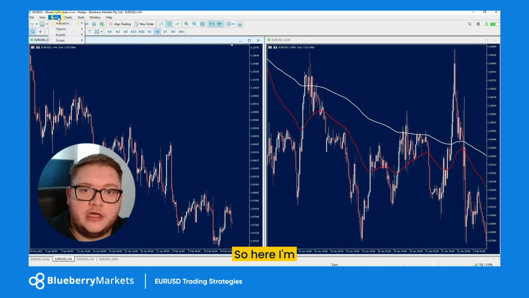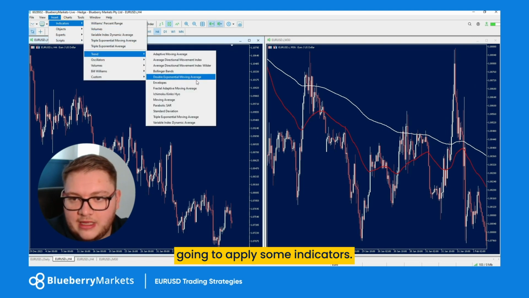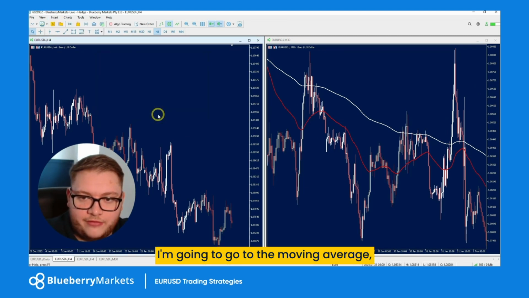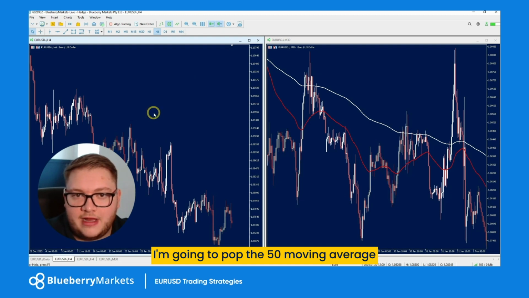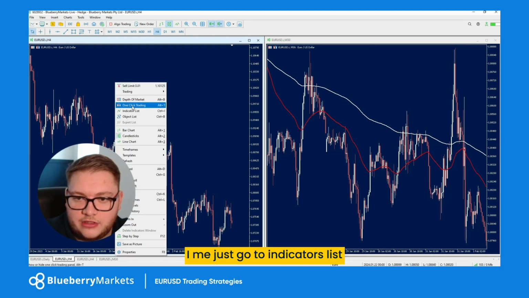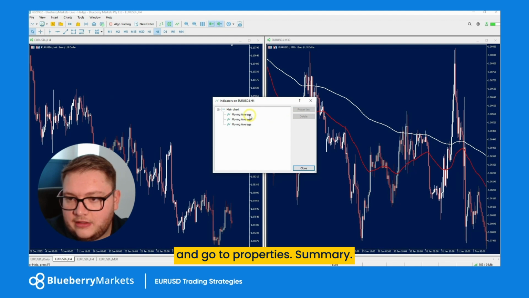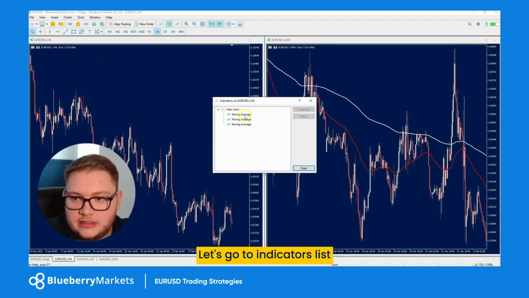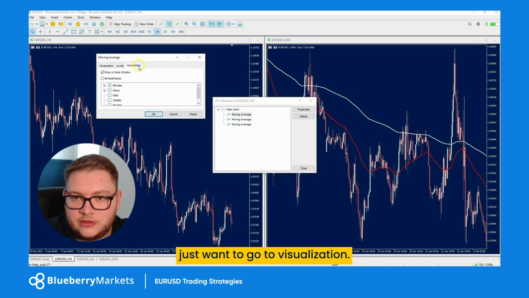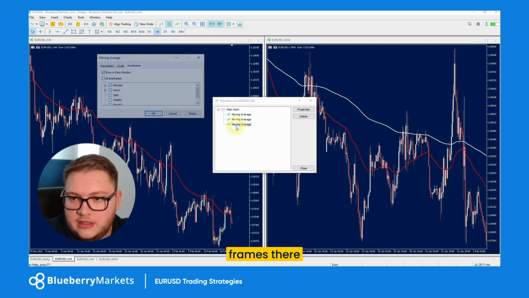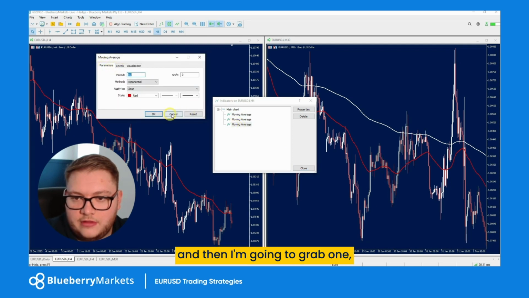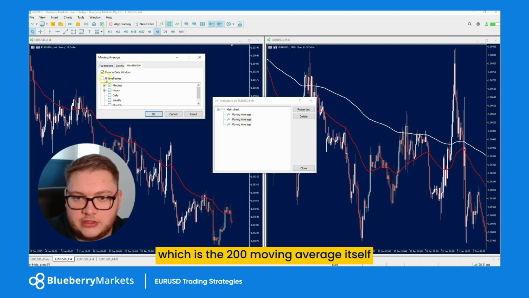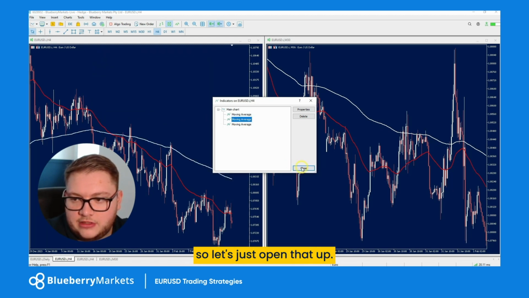So here I'm going to apply some indicators. I'm going to go to the moving average. I'm going to pop the 50 moving average onto this chart. Let me just go to indicators list and the properties. I just want to go to visualization. I'm just going to pop it on all time frames there, and then I'm going to grab that one, which is the 200 moving average. It's because I've already got them on the chart, so let's just open that up.